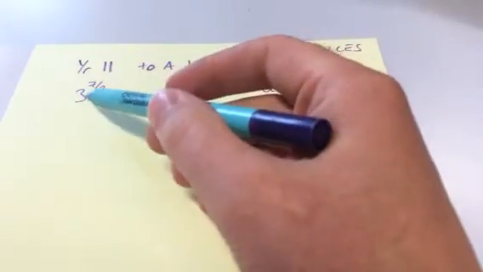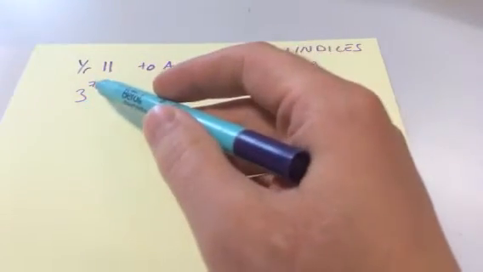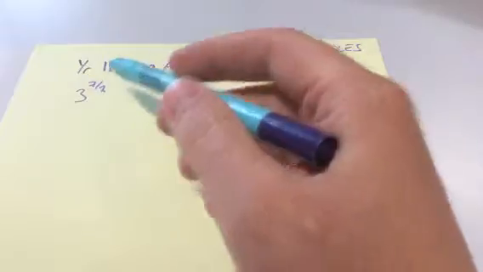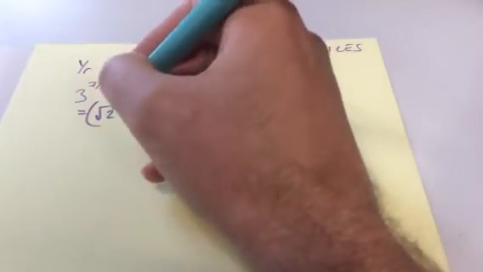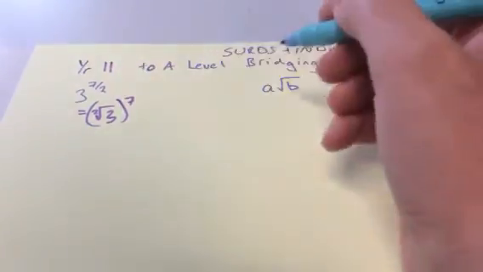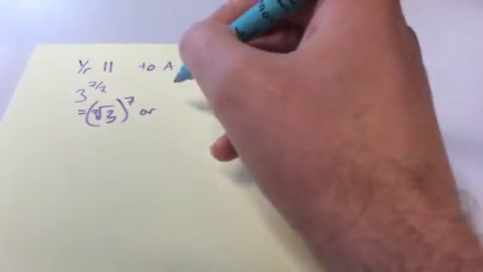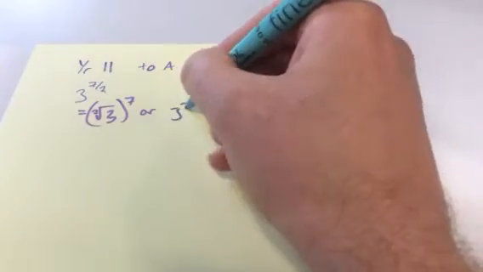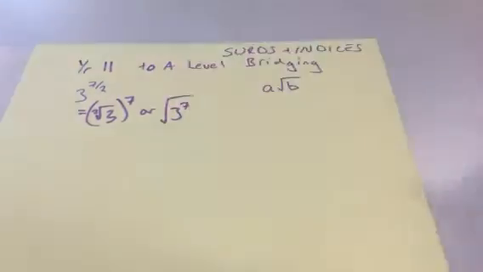So you've got, what's that? 3 to the 7 over 2. Now we know our index laws. That half is root 2, so that's the square root of 3 raised to the 7, or 3 to the 7 all square rooted.